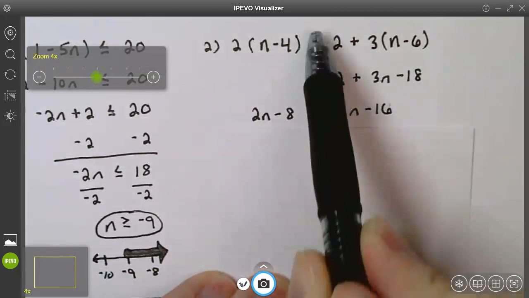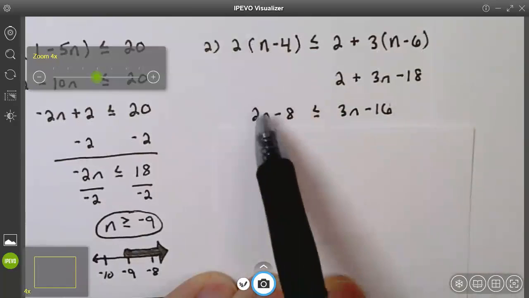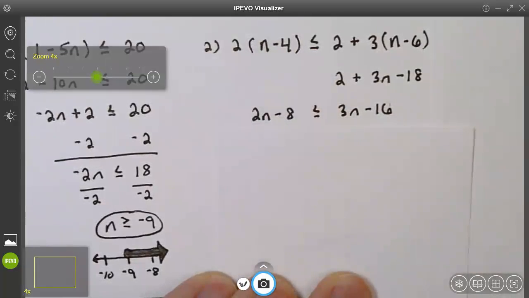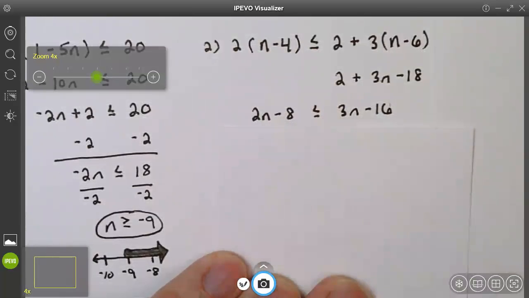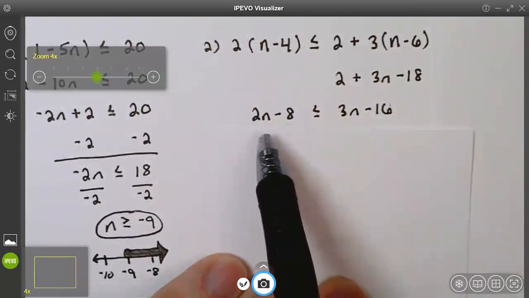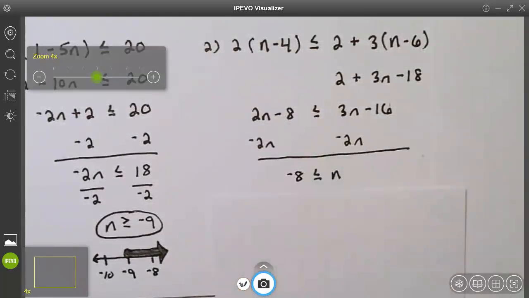Bring down the 3n, bring down the inequality symbol. And on the left side, 2 times n is 2n. 2 times negative 4 is negative 8. Step 1, simplify, done. Step 2, variable on one side. When you have a variable on both sides and a constant on both sides, I like to put the variable on the side that results in a positive. So I'm going to subtract 2n from both sides so that I get a positive 1n on the right.